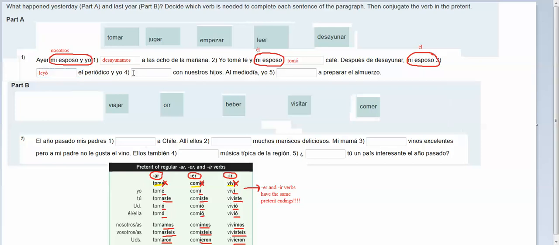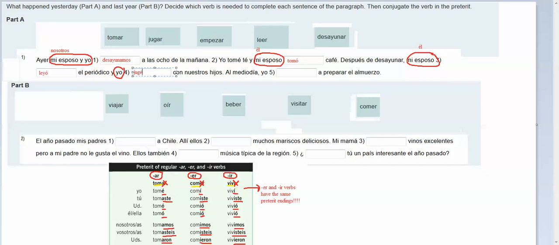Well, what you're probably doing with them is jugar. Play, right? And who's doing the playing? Who's doing the playing is me, yo. Okay, so if I plug back in jugar, I take away my AR, and the ending that I need to add for yo is an E.